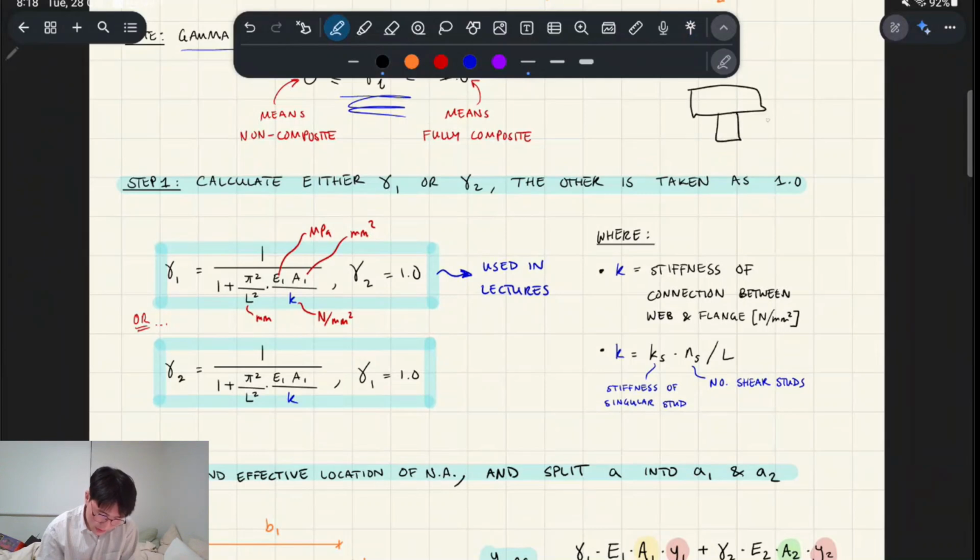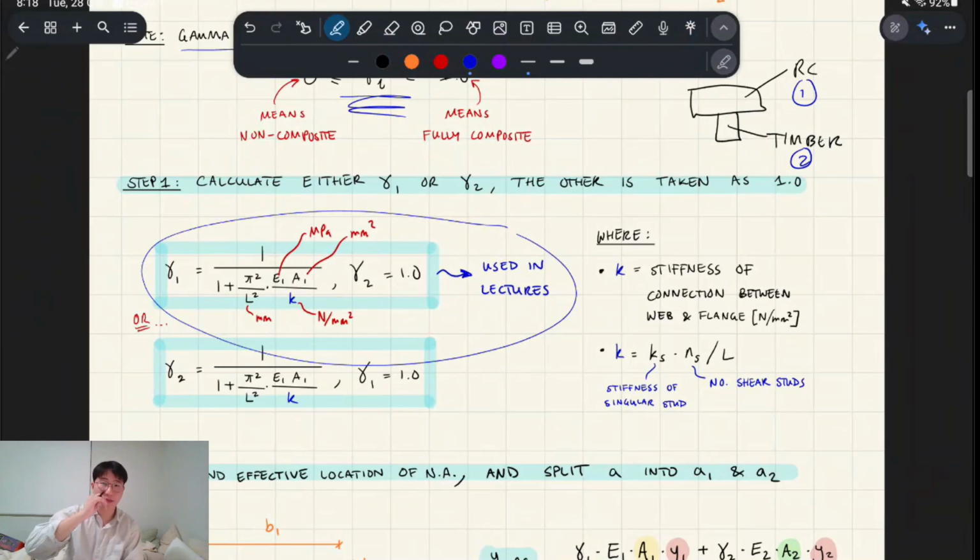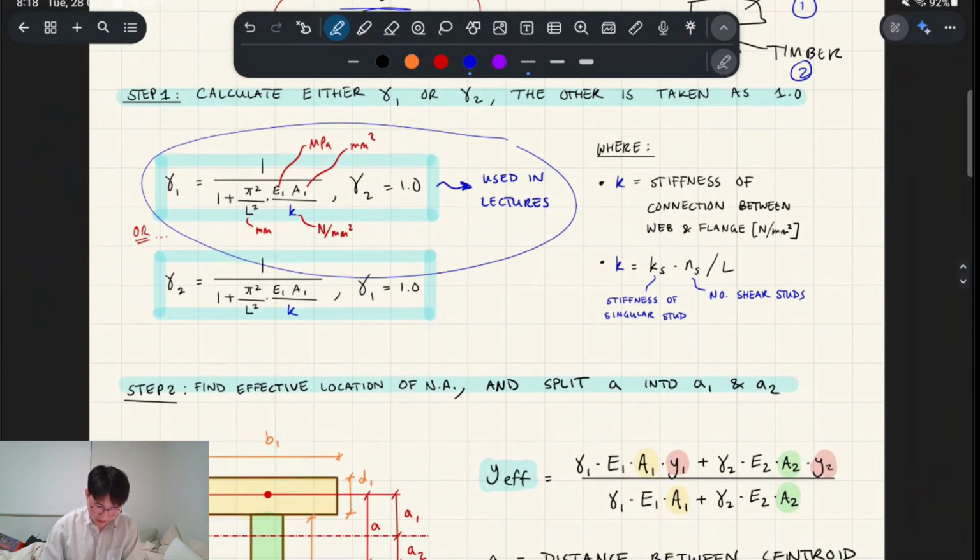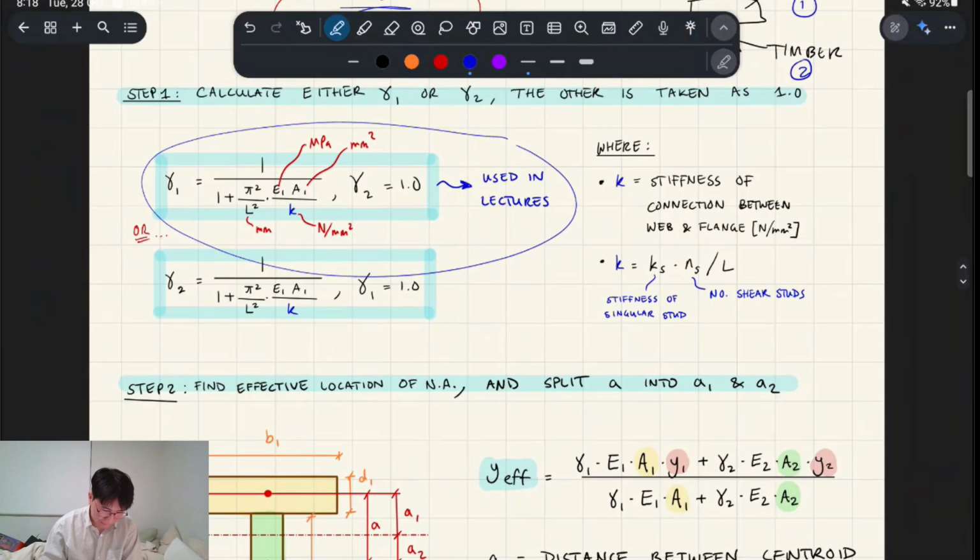So if you've got your T-beam, and that's like RC, and that's timber, we're just referring to 1 and 2 as like element 1, element 2, so the flange and the web, right? So you either calculate gamma for the flange and then set gamma 2, so the timber, to equal 1, or you do it the other way around, so you find gamma for the timber and you set gamma as 1 for the concrete. How they do it in the lectures is they find gamma for the concrete and then they set the timber's gamma to 1, right? So that's a method, and we'll come back to this.